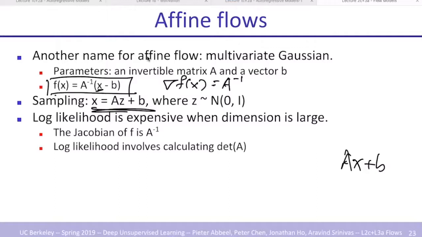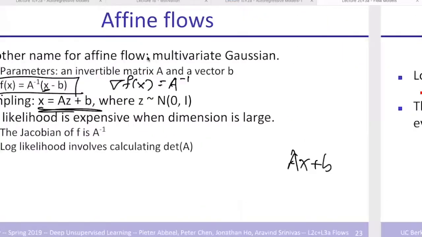The problem is the inverse of a matrix is also not easy to find. It's O(n^3). So that might be a problem also. So let's think about other ways to do it.